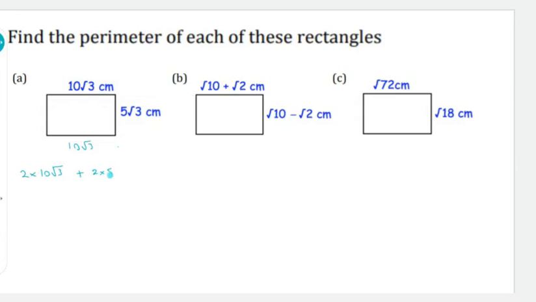Okay. And what is 2 times 10 root 3? I got 20 add 2 root 3. Ooh, but 10 root 3 is one thing stuck together. So 2 times 10 root 3 is in actual fact 20 root 3. For the other one, it would be 10 root 3. So then 20 root 3 add 10 root 3, which is 30 root 3.